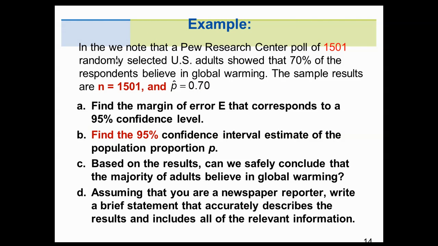Example: we note in a Pew Research poll that 1,501 randomly selected U.S. adults showed that 70% of these respondents believe in global warming. So N is 1501. P hat here is given to us, right? It's not like the previous example where we had to put the number of murder mysteries over the total number of books. He just flat out tells me what P hat is. And we want to construct a 95% confidence interval for the true population proportion P.